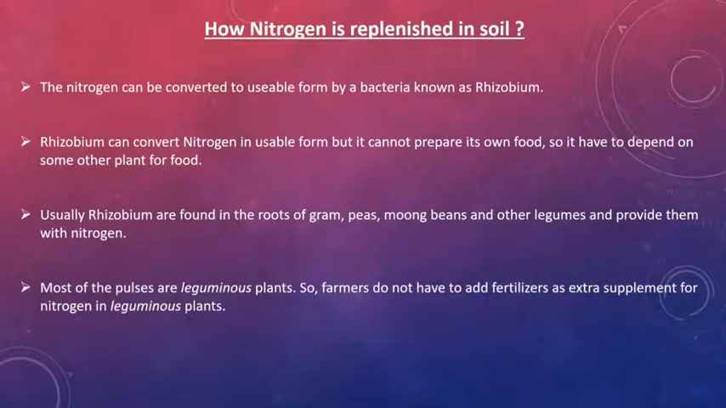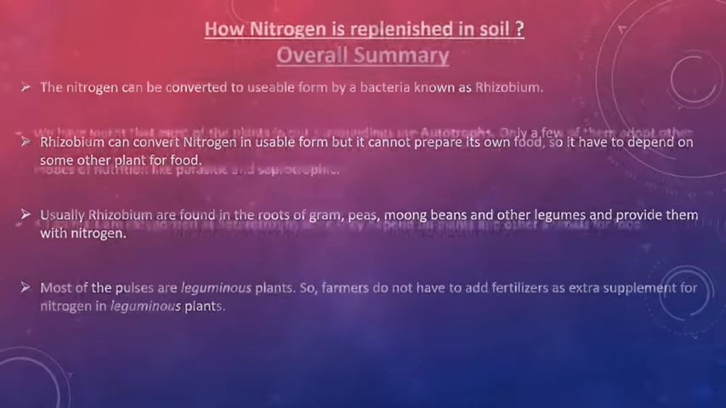Usually rhizobium are found in the roots of gram, peas, mung beans and other legumes and provide them with nitrogen. Most of the pulses are leguminous plants. So farmers do not have to add extra fertilizer or any extra supplement for nitrogen in leguminous plants.